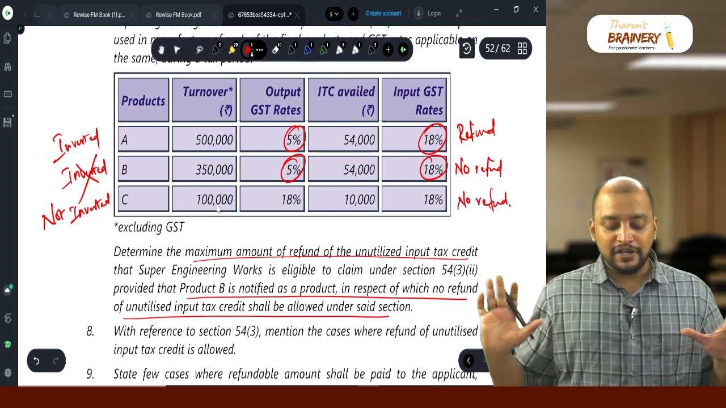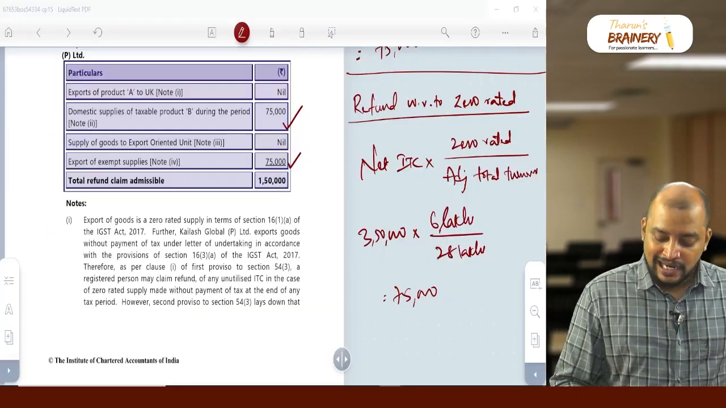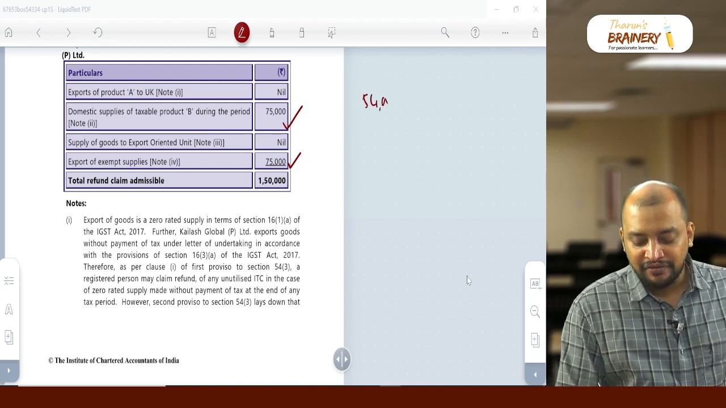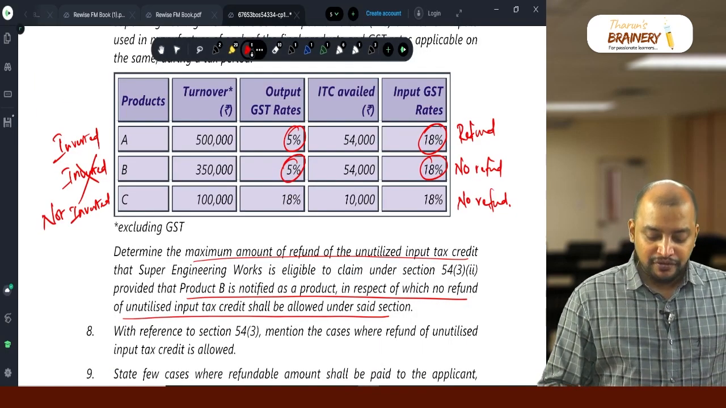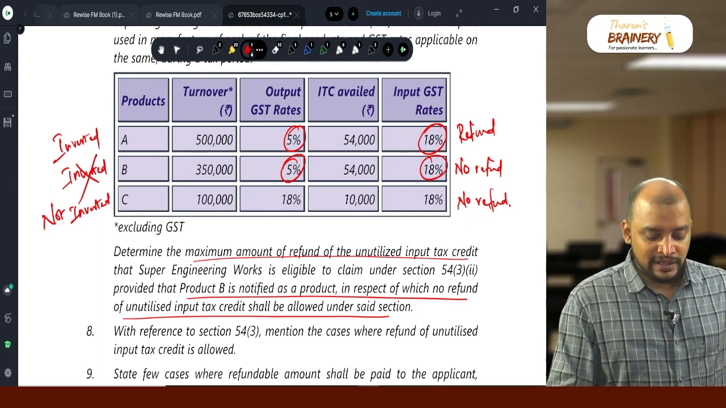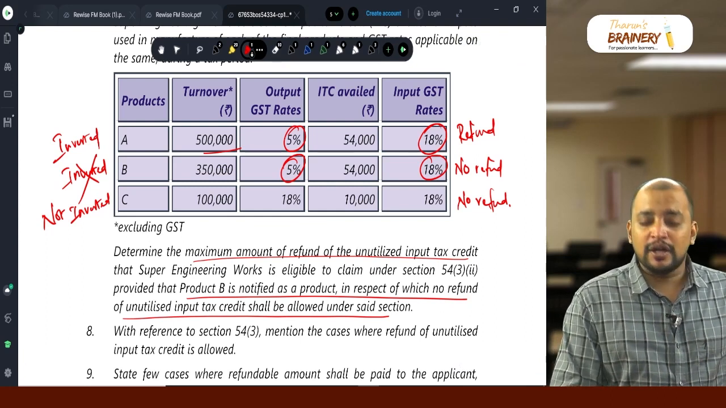Okay. Now what we need to do? So what is the ITC available? So net ITC 54,000, net ITC 54,000 into inverted turnover. What is the inverted turnover? 5 lakhs. So this input is used completely for product A.